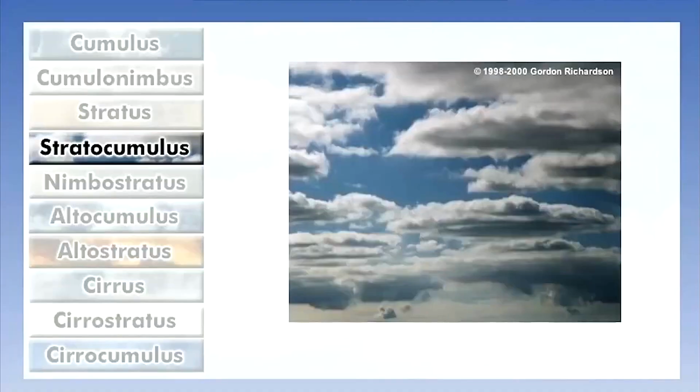Stratocumulus cloud is probably the most common form of cloud. It is a layered cloud of usually no more than 2 to 3,000 feet thick, but can be 5 to 6,000 feet deep on occasion. Its base can be as low as 1,500 feet or as high as 7,000 feet.